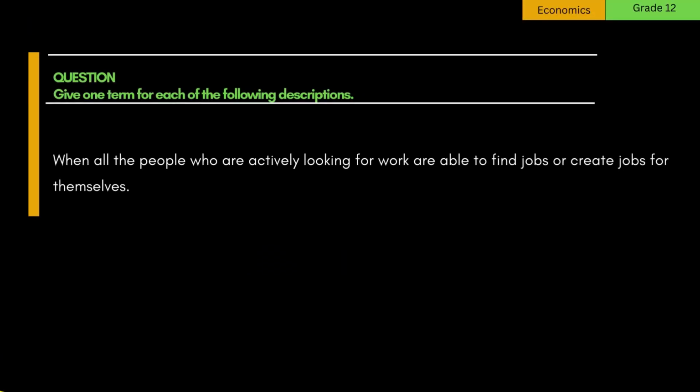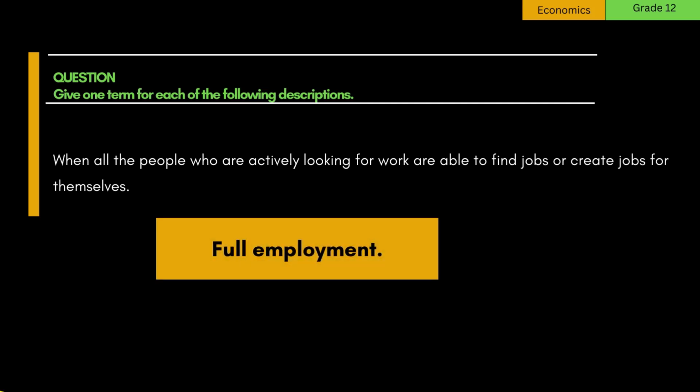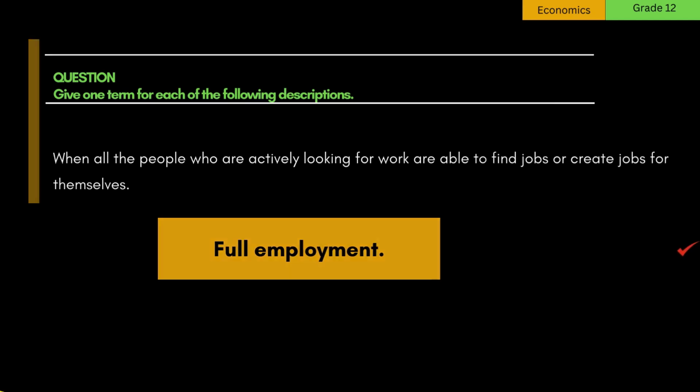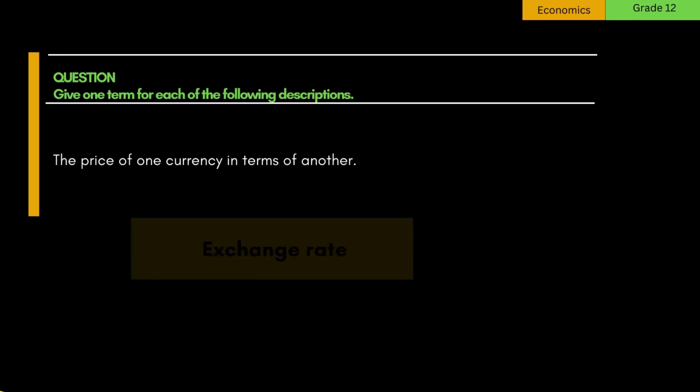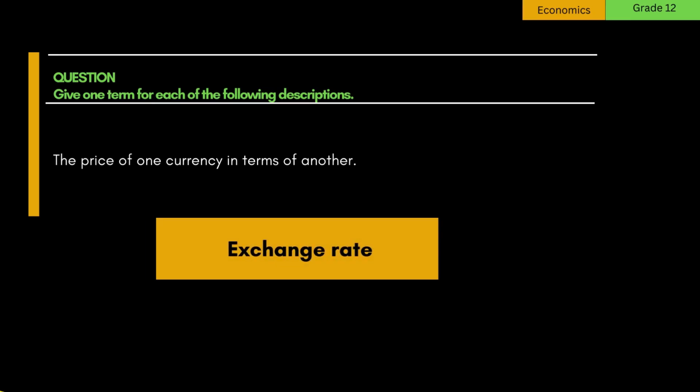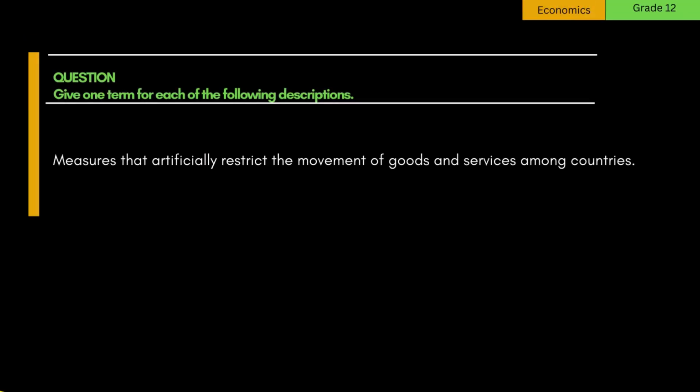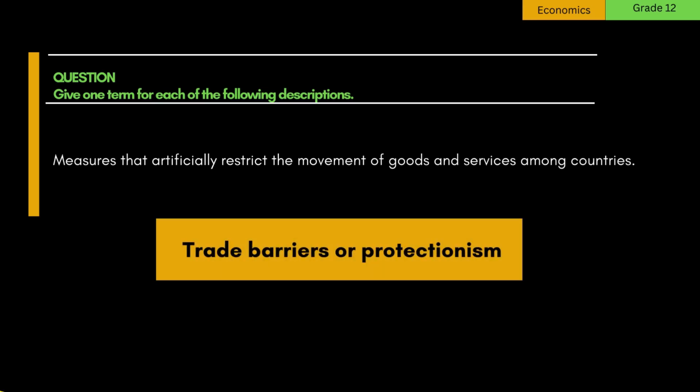2. When all the people who are actively looking for work are able to find jobs or create jobs for themselves. The correct term is full employment. 3. The price of one currency in terms of another. The correct term is exchange rate. 4. Measures that artificially restrict the movement of goods and services among countries. The correct term is trade barriers or protectionism.